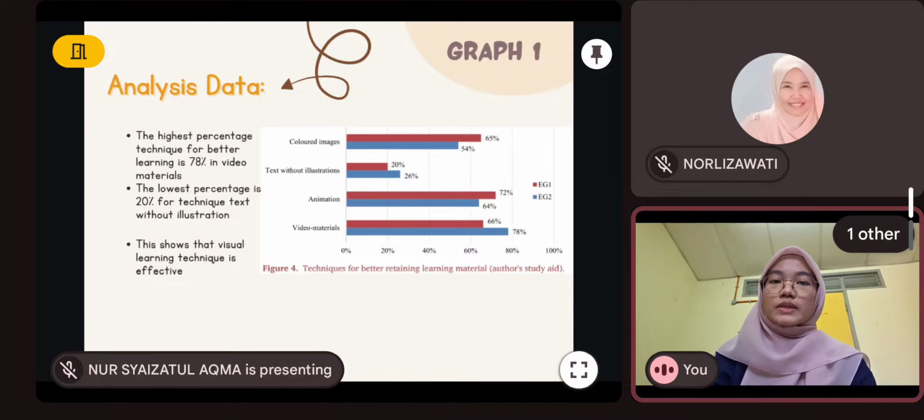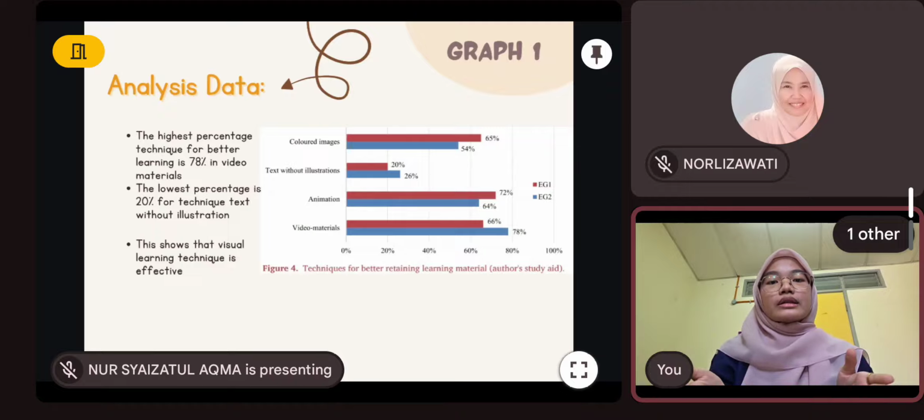And while the lowest percentage for this bar graph is 20% for techniques text without illustration, and followed by the experimental group 2 in 26% in the same category. This shows that the visual learning techniques is very effective for the each group, while the non-visual is less effective.